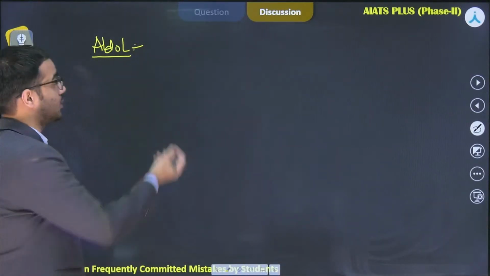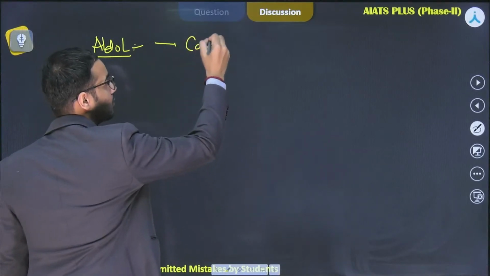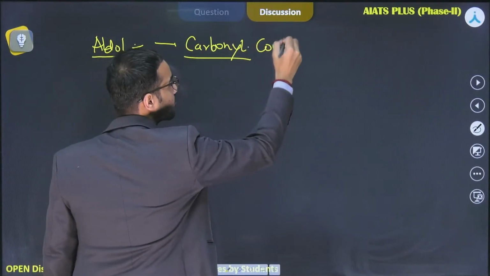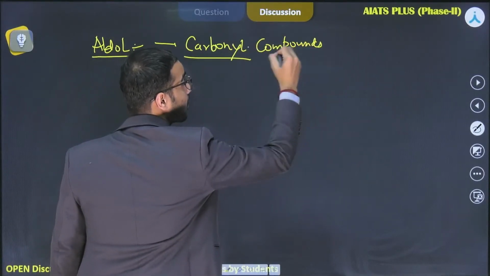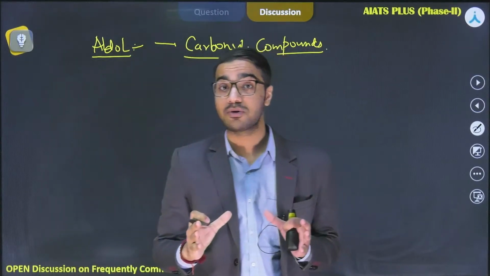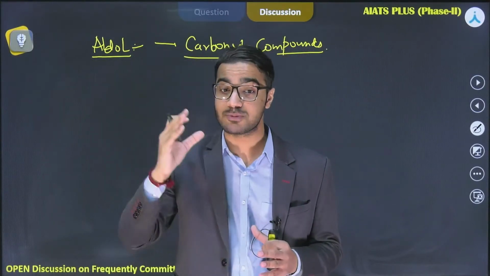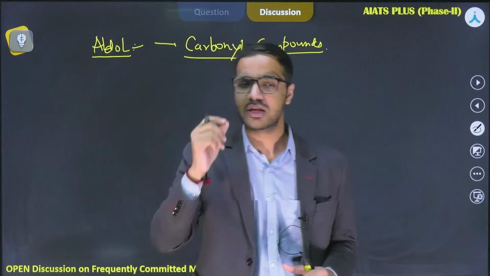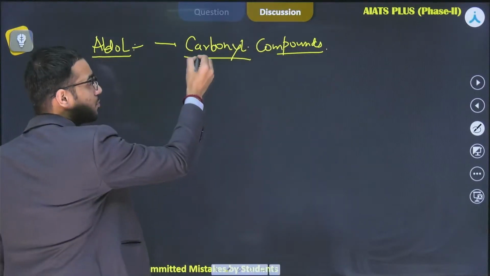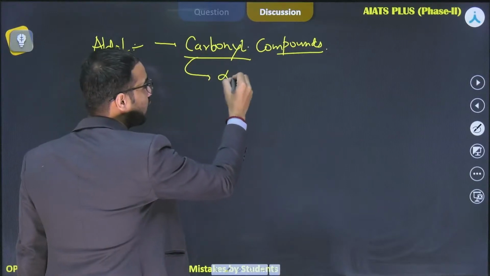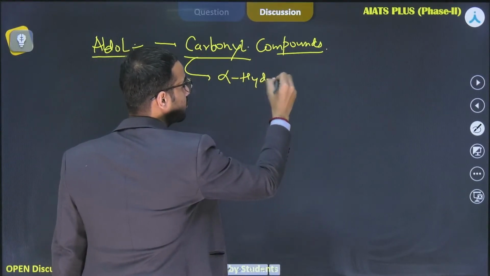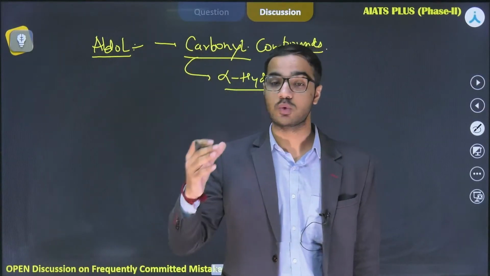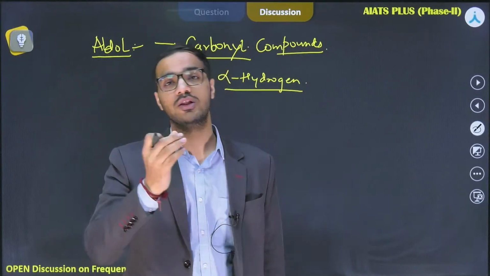Firstly, the aldol reaction can be shown by carbonyl compounds, but all the carbonyl compounds will not show the aldol reaction. There is a specific criteria: the carbonyl compound must be having an alpha hydrogen. Only those compounds which are having the alpha hydrogen can show the aldol reactions.